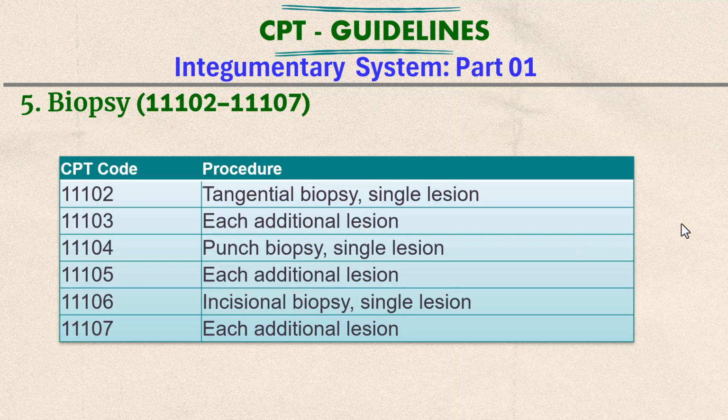So when you look at the codes, you can see they start from 11102 to 11107. You can see the description: tangential biopsy, single lesion, then additional lesion. Similarly, punch biopsy, single lesion and additional lesion. Then incisional biopsy, single lesion and each additional lesion. The codes go on like that. So let's see some examples.